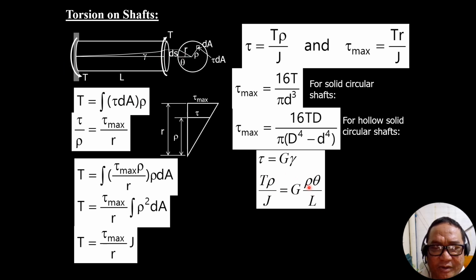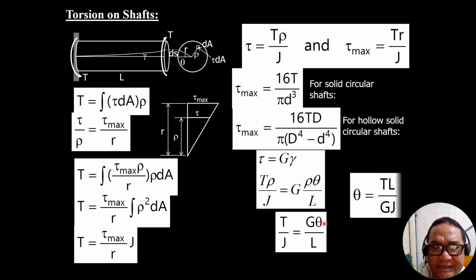Cancel out rho. Then we have the expression for theta. So we have torque over J equals G theta over L, so that finally the angle of twist is theta equals TL over GJ. So TL over GJ, and that's the angle of twist in radians.